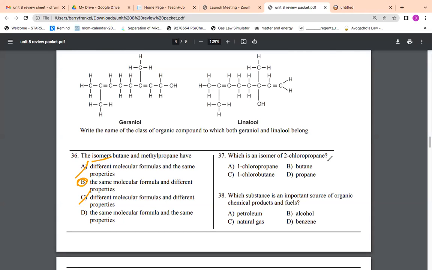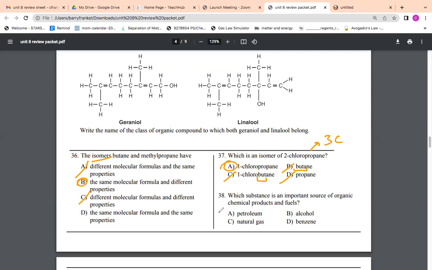37, which is an isomer of 2-chloropropane. So it's definitely not going to be B. And it's not going to be C because they're telling us they have 4 carbons. Again, isomers have to have the same composition. So if 2-chloropropane has 3 carbons, its isomers also have to have 3 carbons. So it's really between A and D. But if you look at D, it's just propane. Okay, there is no chlorine in this. There's no chloro group, so it's definitely not this. This would be what we want to go with. So this is an isomer because you're just changing the location of the chloro group.